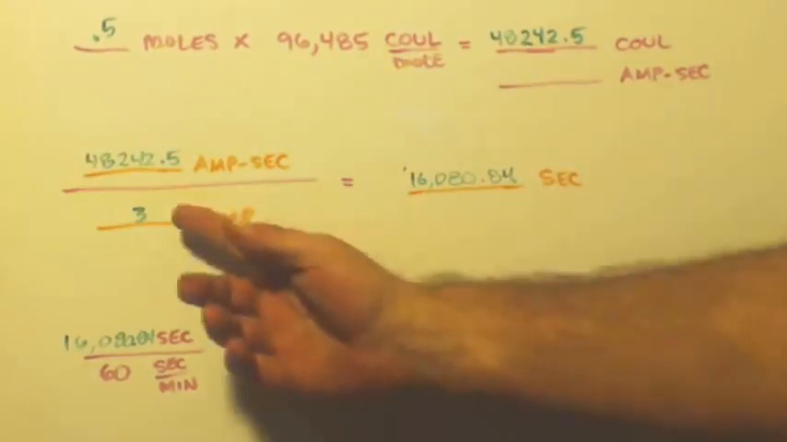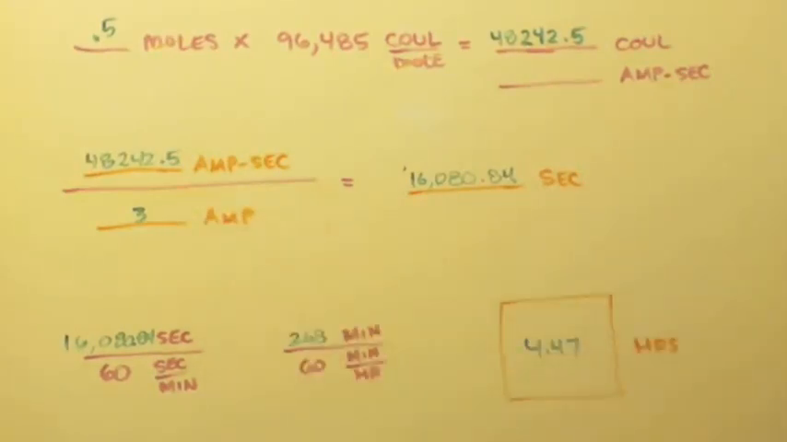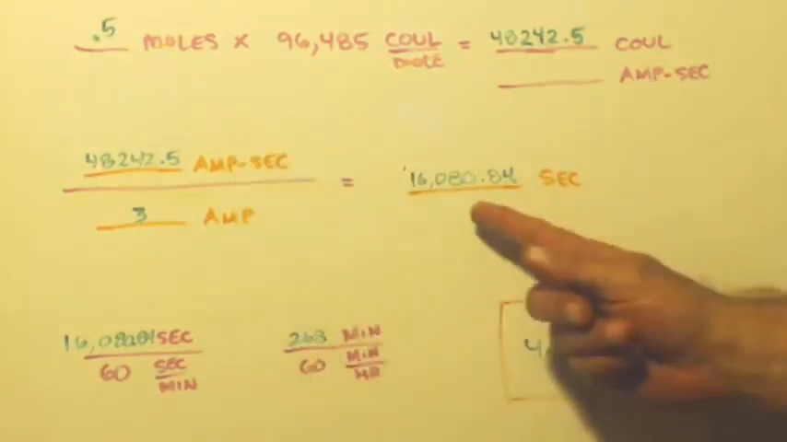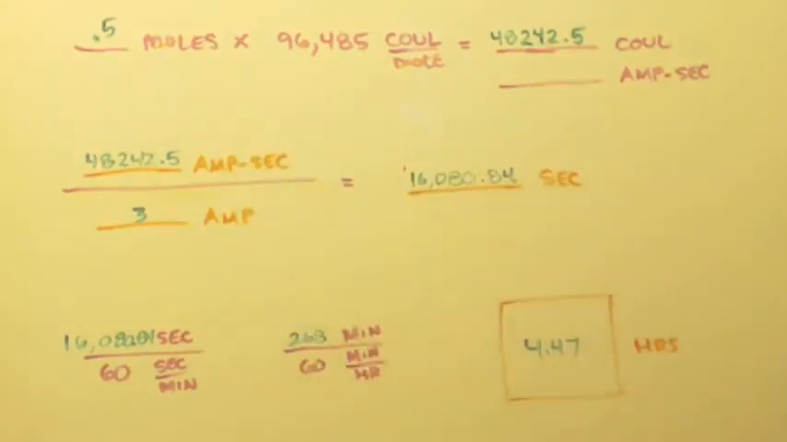In our case, on my machine, I have a 3 amp bridge rectifier transformer. So I divide that, the amps cancel out, and I'm left with seconds. This tells you how many seconds it'll take with 3 amps to make half a mole. Now that's theoretically, you know what I mean? You're not accounting for loss and side reactions.